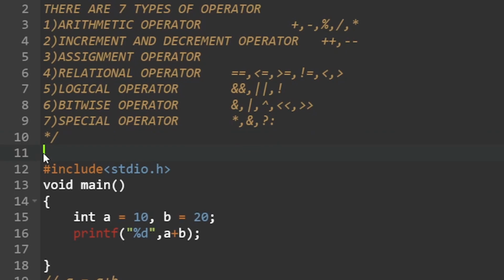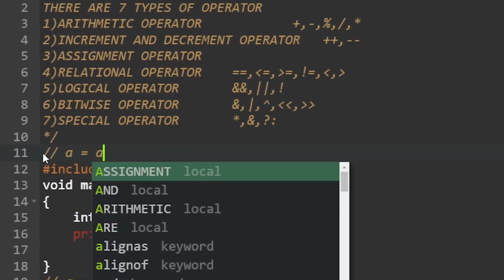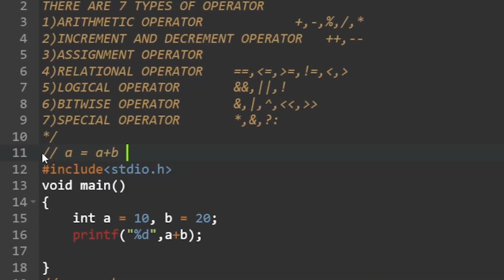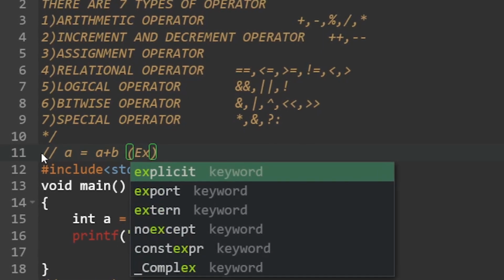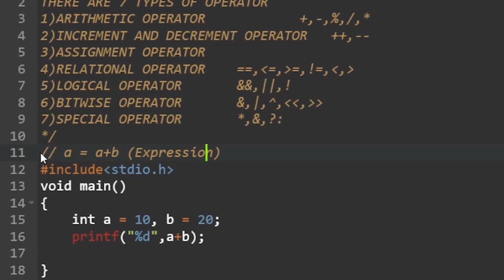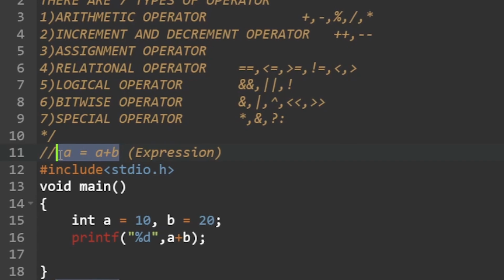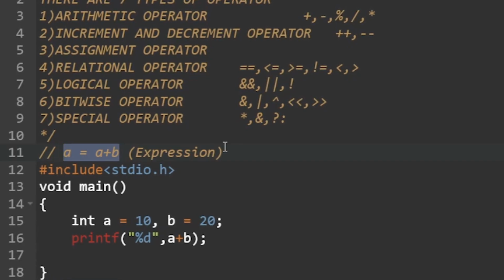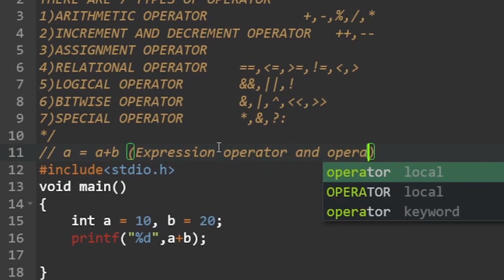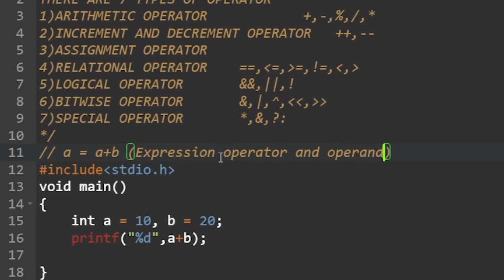Before understanding what an operator is, let us understand what an expression is. If I write something like A = A + B, I can call this an expression. This entire thing is nothing but an expression. So what is an expression? An expression is a combination of operator and operand.